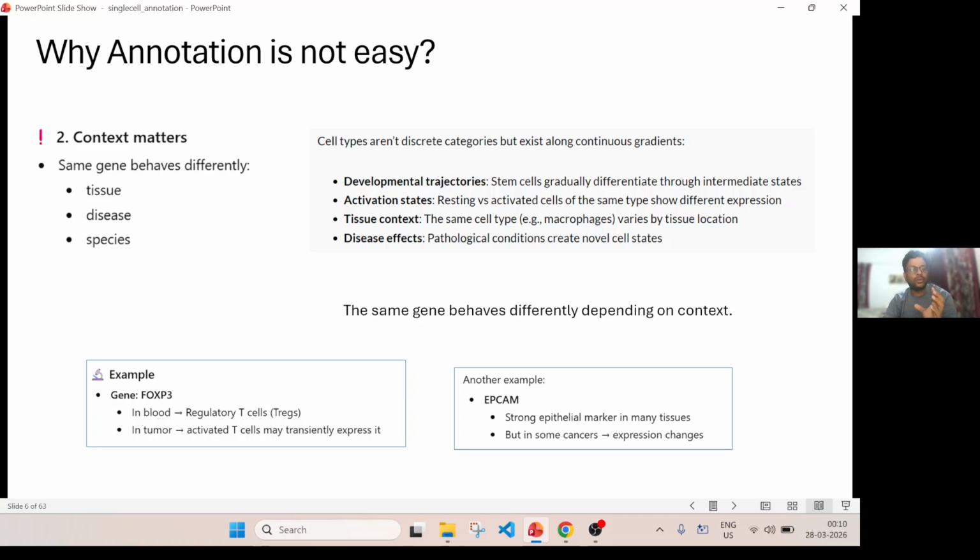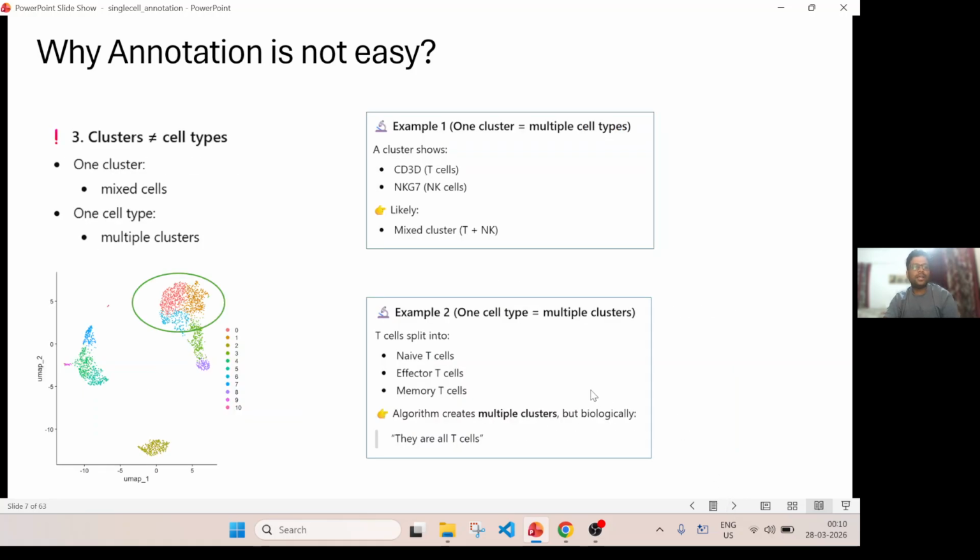So that's why your domain knowledge will play a very important role here. The third thing is that sometimes you will get a big cluster, and within that there will be multiple cells. For example, one cluster and multiple cell types.